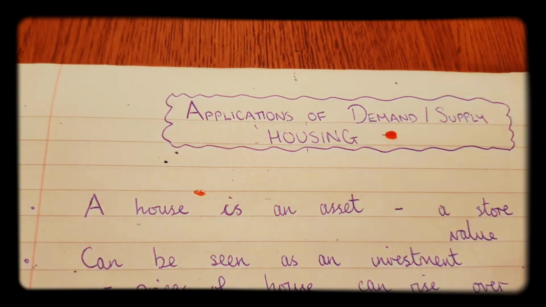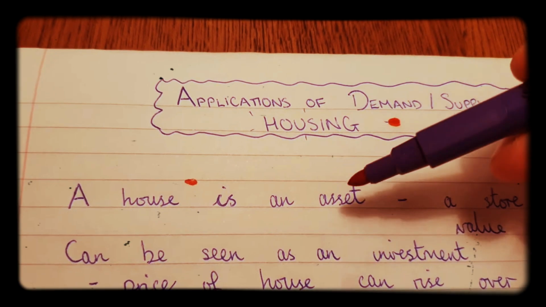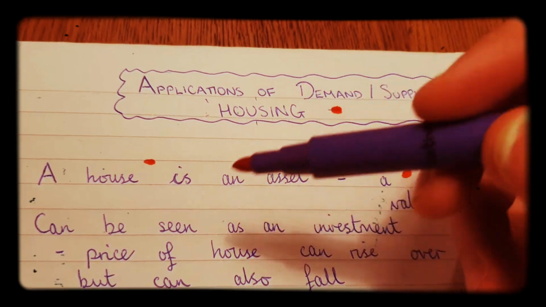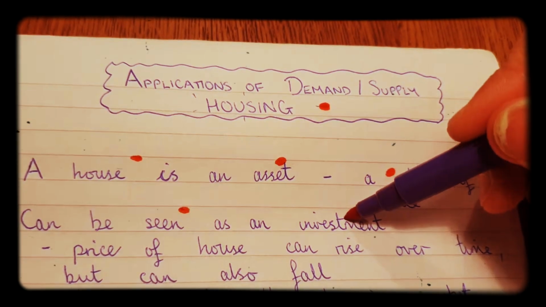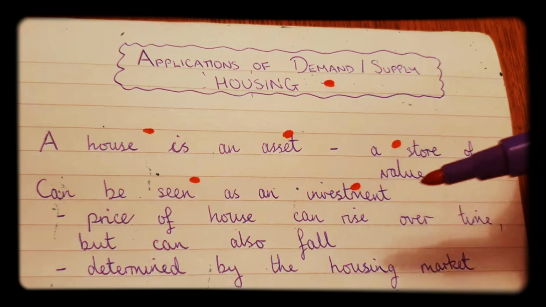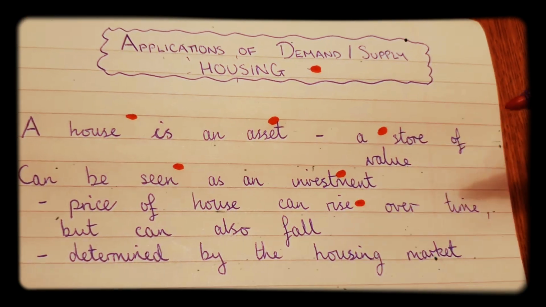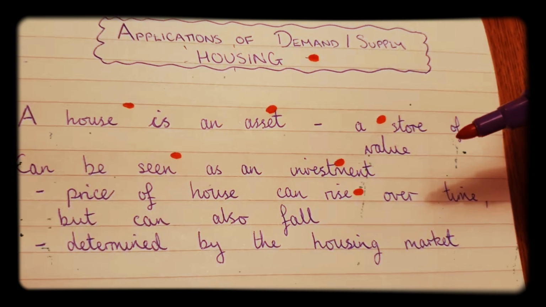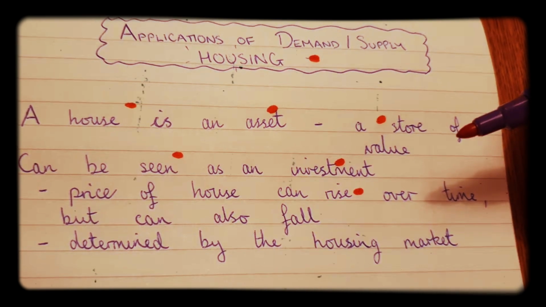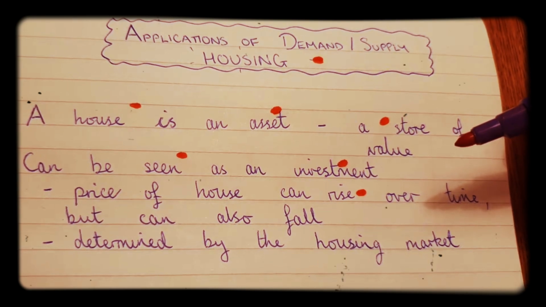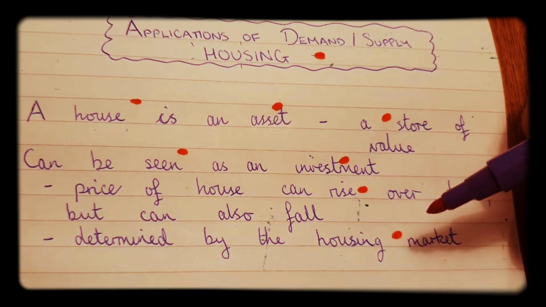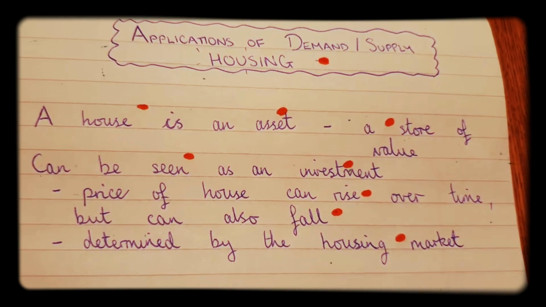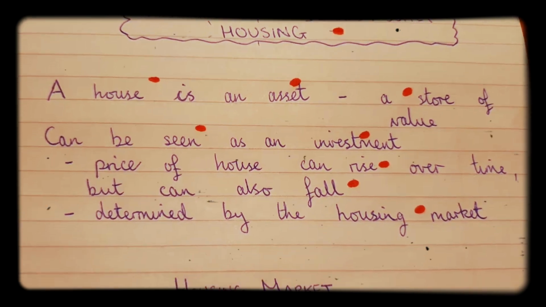A house, obviously other than being a building, it's an asset. So it's something that you own, it has a store of value, okay? And therefore it can be seen as an investment for many people, because the price of a house can rise over time, so somebody's wealth can rise over time if they have possession of a house. But obviously, because it's determined by a market, the housing market, the price of houses can also fall as well. So there is a risk involved when buying a house.